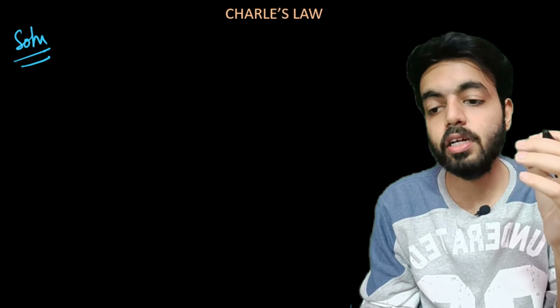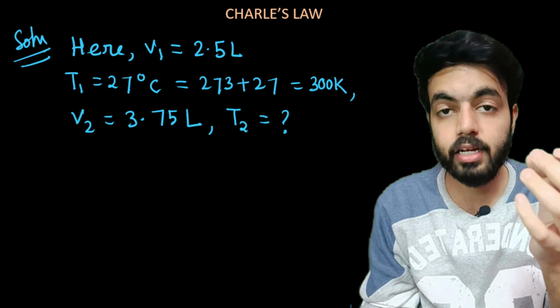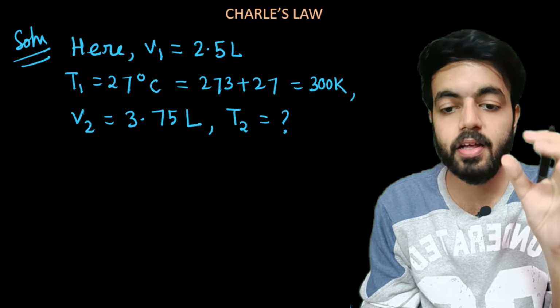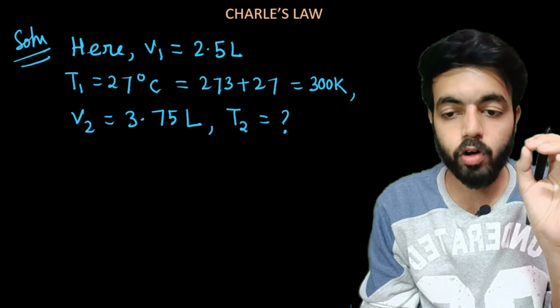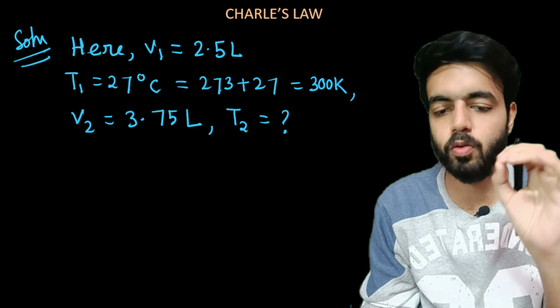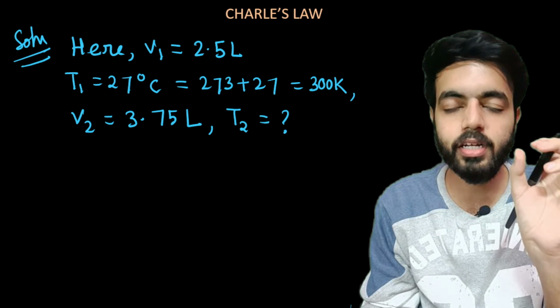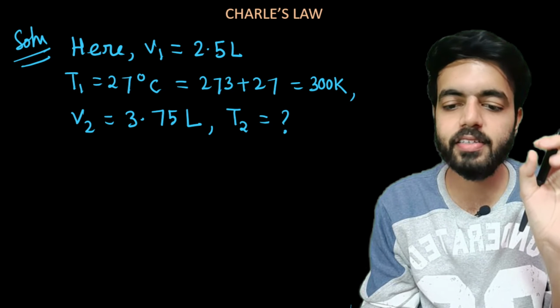Let's solve this. So here the initial volume V1 is 2.5 liters. Initial temperature is 27 degrees Celsius. Let's convert it to Kelvin because Kelvin is the SI unit. For converting Celsius to Kelvin, we add 273 to the Celsius value. We get the Kelvin value to be 300 K. Now V2 is 3.75 liters and T2 is unknown.